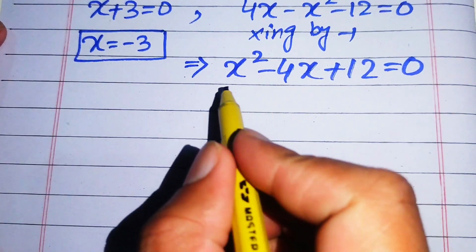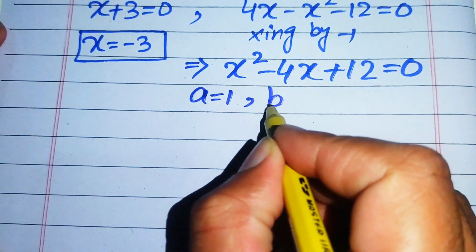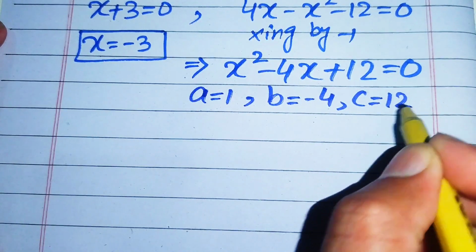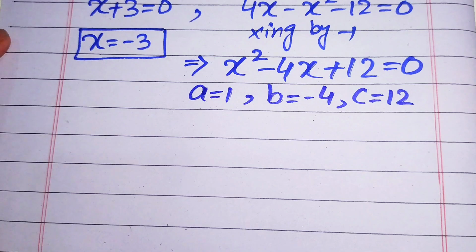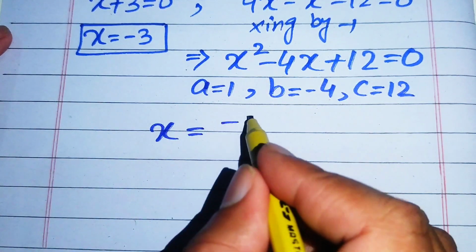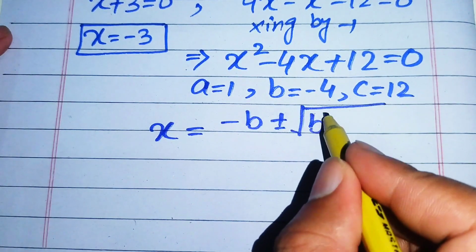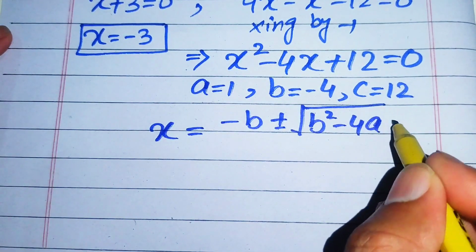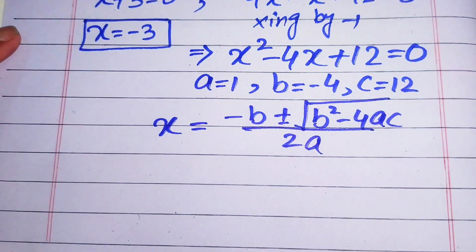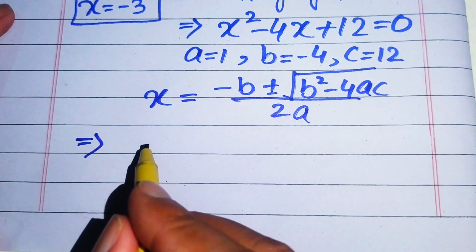So first we write the coefficients of this equation, and its coefficients are a equals to 1, b equals to -4, and c equals to 12. So these are the coefficients of this equation, and we state the quadratic formula in this form: x equals minus b plus minus square root of b square minus 4 times ac, divided by 2 times a. So this is our quadratic formula.